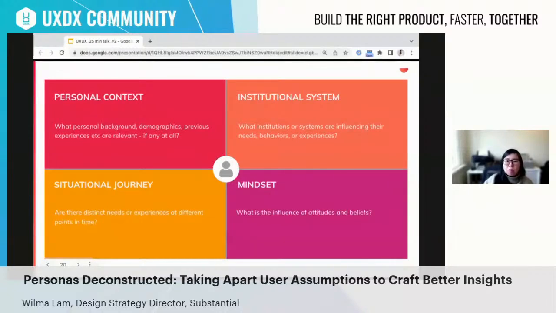Out of this research, our goal is to start to shape what the personal context is that may be at play in this environment. What are the institutional systems? In this case, we're talking about the healthcare system that's going to influence end user needs, behaviors, and experiences. And then situationally over time, what are the distinct needs or experiences across that patient's journey that might shape what a specific product or service needs to provide? And lastly, how do those other three elements shape different mindsets that end users might have?